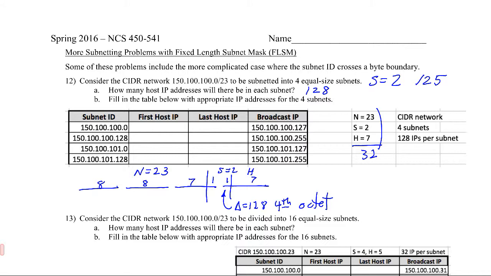Okay, and getting the broadcast IPs may be a little bit tricky here. The 100, 128 minus 1 is 100, 127. 101, 0 minus 1 is 100, 255, though, and so forth. And I haven't drawn out the first and last IPs because it's straightforward here.